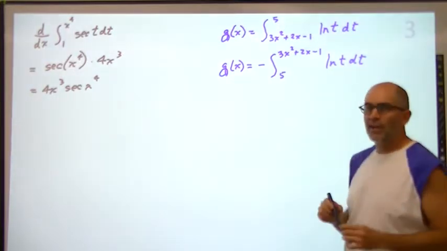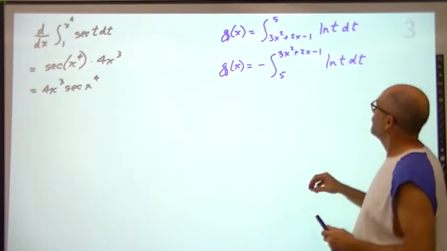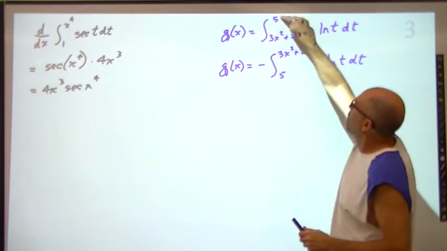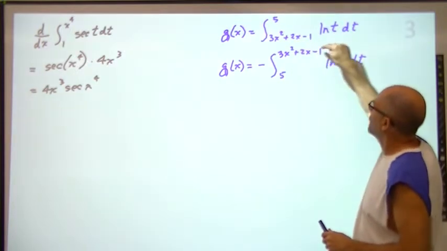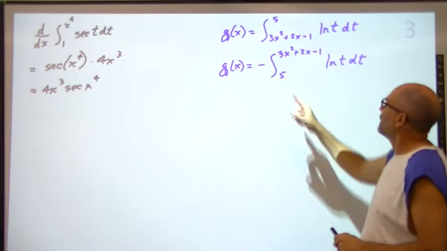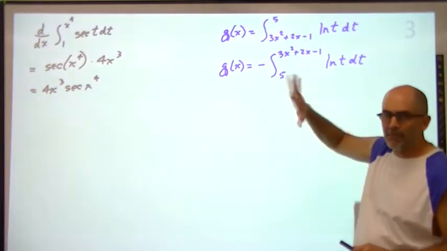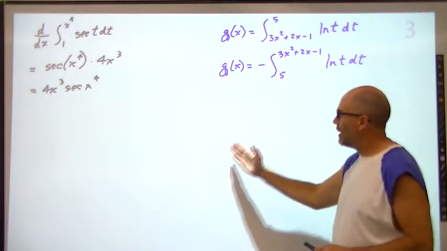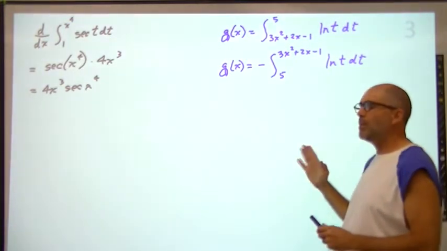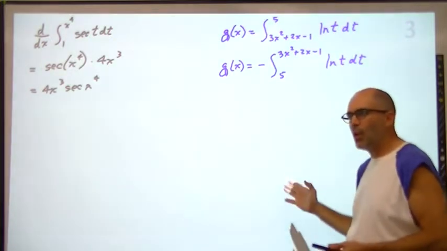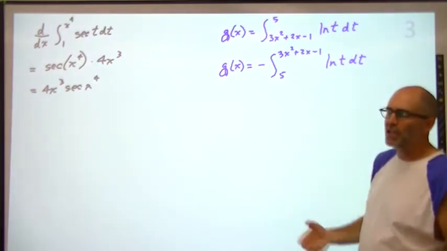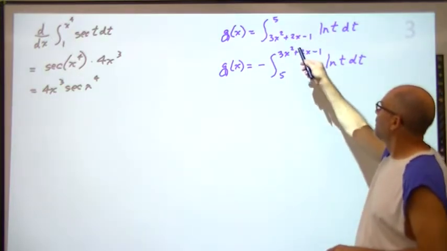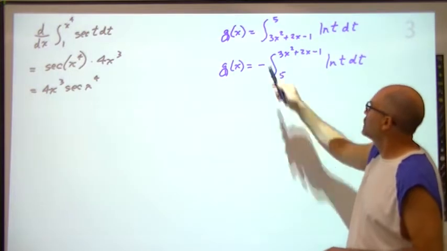See, I need the lower limit of integration on the bottom. So, instead of going from 3x squared plus 2x minus 1 to 5, I'm going from 5 to 3x squared plus 2x minus 1. And so I need to put a negative out in front anytime I flip the limits of integration. Because if I'm going from 1 to 3, that would be backwards of going from 3 to 1. And I would have to change the sign. Okay, so that's the first thing we have to do. Constant on the bottom, variables on the top, have to change the sign.